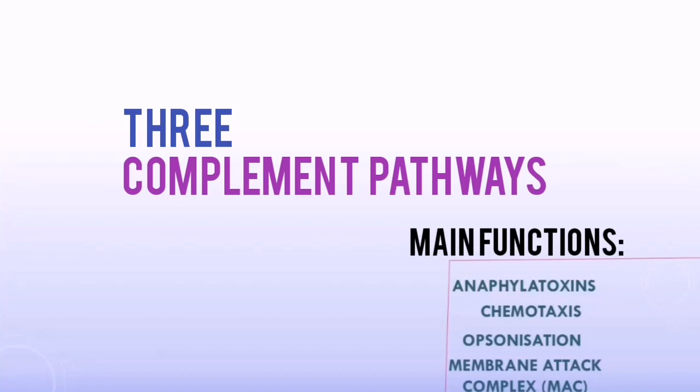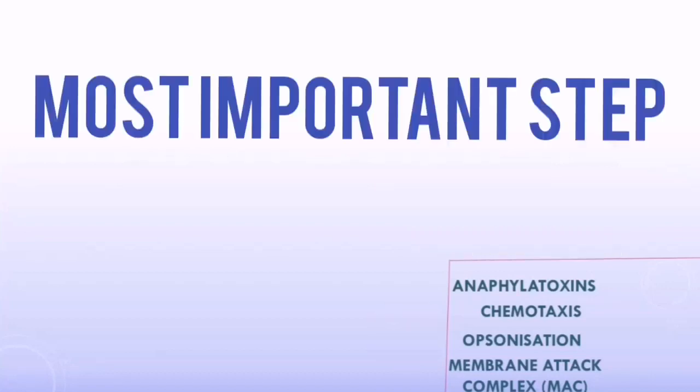Let's quickly review all three complement pathways and see how they produce proteins which perform all these functions. Remember, the most important step of all three pathways is the production of C3 convertase, as this will lead to the common pathway. So let's see how all three pathways produce C3 convertase. So let's start with the classical pathway and how it leads to the formation of C3 convertase. The classical pathway is triggered by the formation of antigen-antibody complexes.